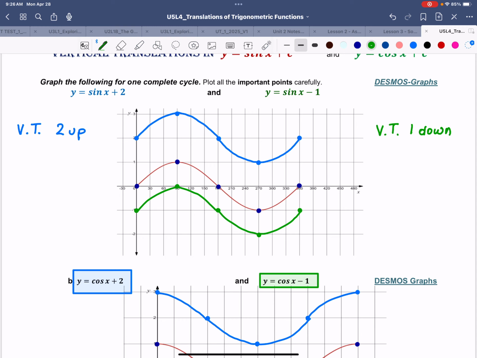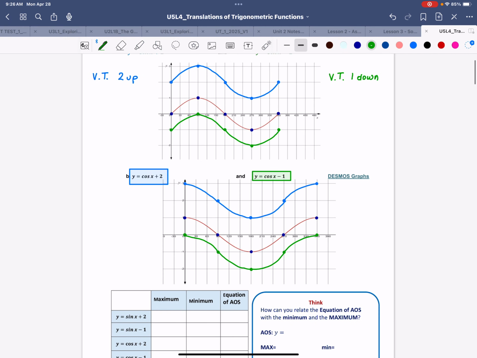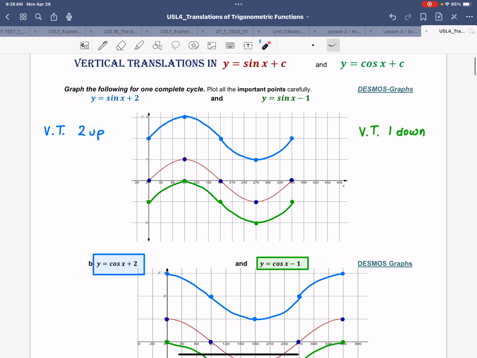So the next thing that we want to look at is how to determine the specific features of each graph. So how did the features of the graphs of sine and cosine functions change due to vertical translations? When we talk about the features of trigonometric functions, we focus mainly on the axis of symmetry, the minimum, the maximum, the period length, but that is something that is not being discussed in this section of the lesson.